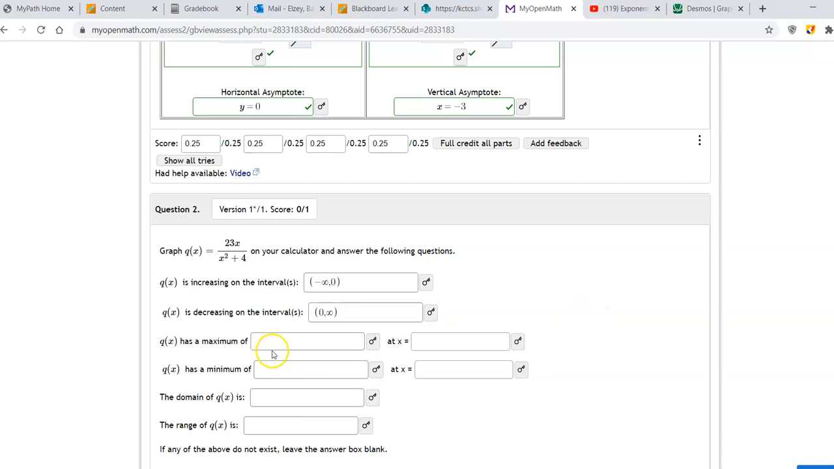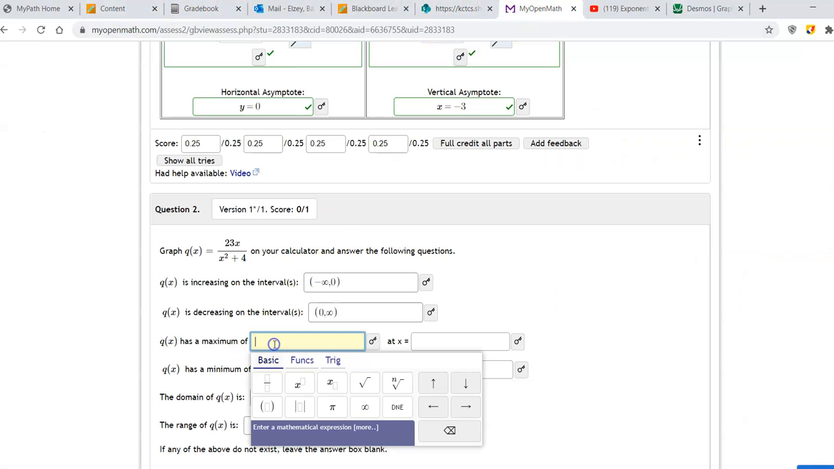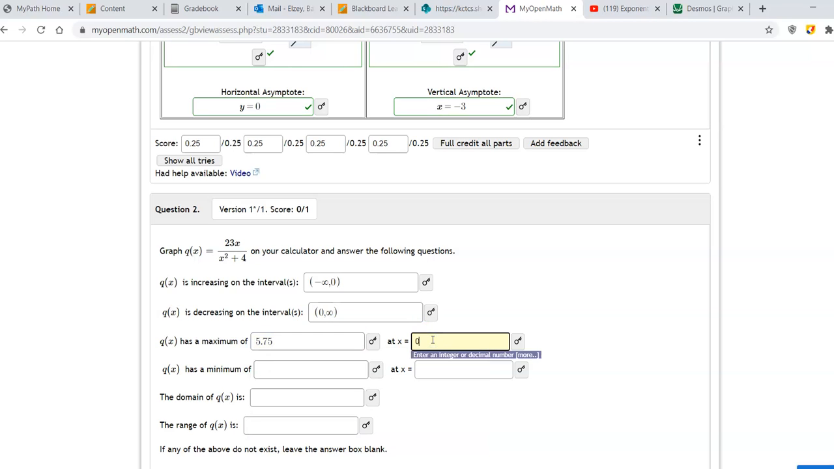All right, now it has a maximum at that point. The maximum is at (0, 5.75), so a maximum of 5.75 at x equals 0. As we put that little x equals there, it tells me that when it's listed that way, the maximum of will always be the y value.